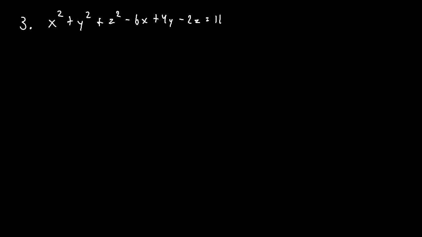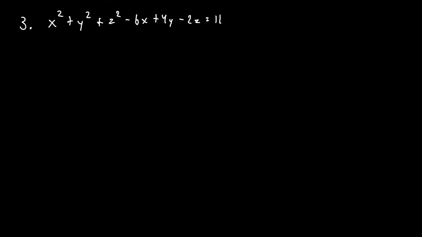So continuing off the previous video, let's take a look at number 3, where we have x squared plus y squared plus z squared minus 6x plus 4y minus 2z equals 11. And let's say we're given the equation of a sphere, and we have to find its center and radius. So it doesn't really look like the equation of a sphere at first, but what we can do is rearrange the terms and complete the square.